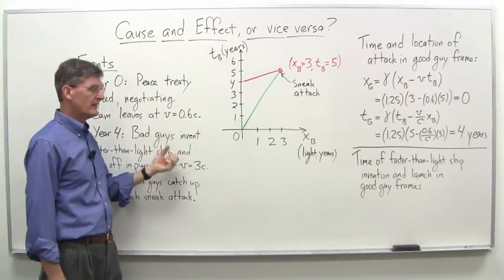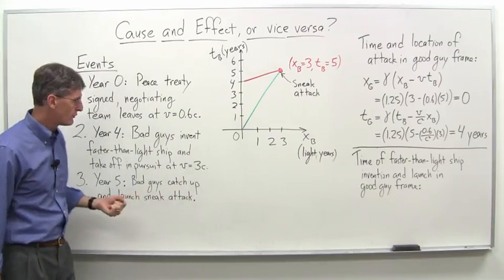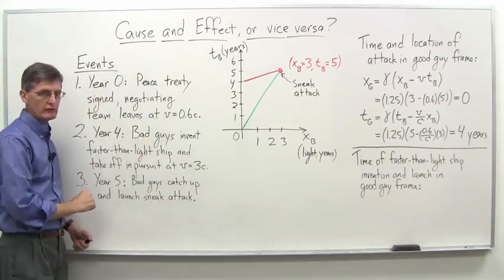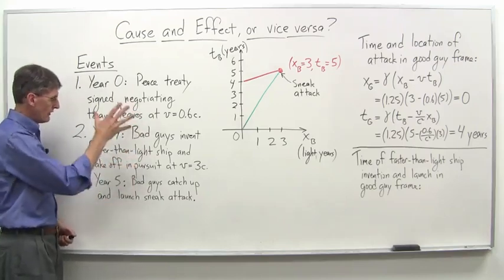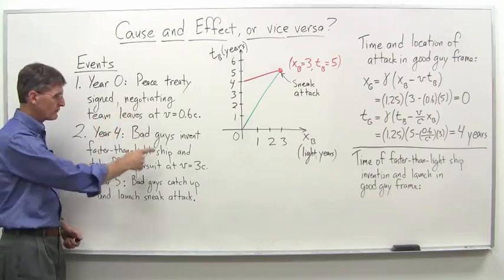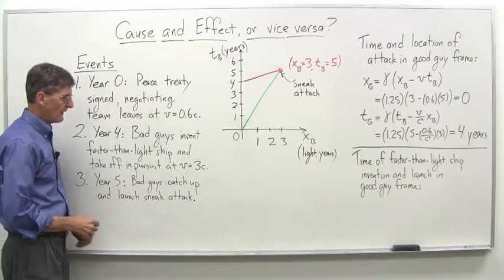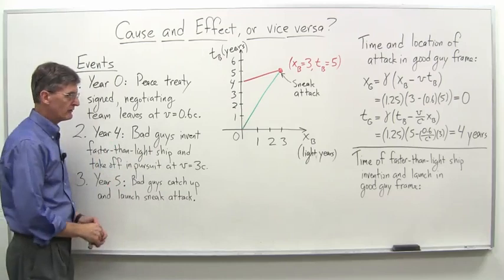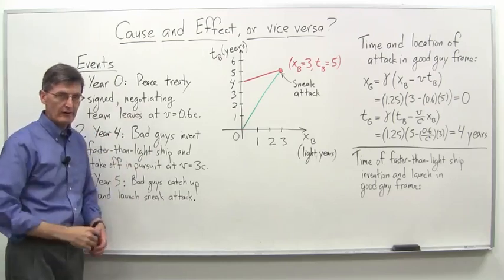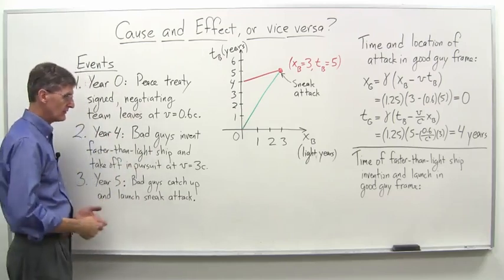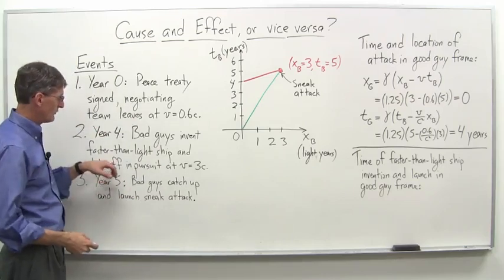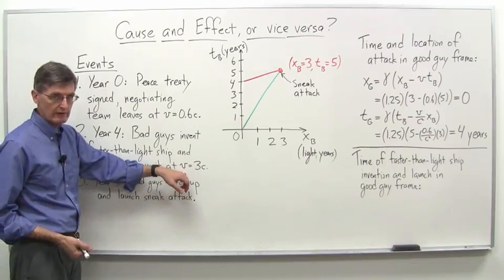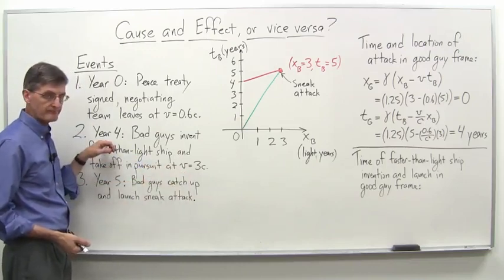And it turns out that in the meantime, after they have left, over the next 4 years, okay, so we're calling that year 0, the bad guys are able to invent a faster than light spaceship. And being bad guys, they say, we're going to take off in pursuit of the good guys, our enemies, because now we have a chance to really put it to them. And so they use their faster than light ship and take off at a velocity of 3 times the speed of light. And that happens in year 4.